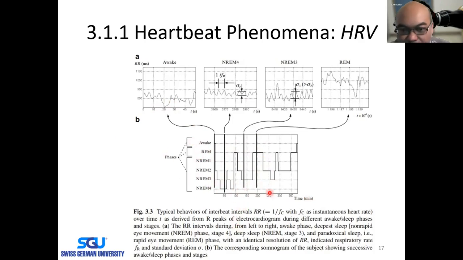So this is showing the time in minutes. In 350 minutes, which means about 6 hours of sleeping, the person sleeps until they awake again. So by measuring the HRV, heart rate variability, we can also indicate the state of the person's awakeness or sleep.